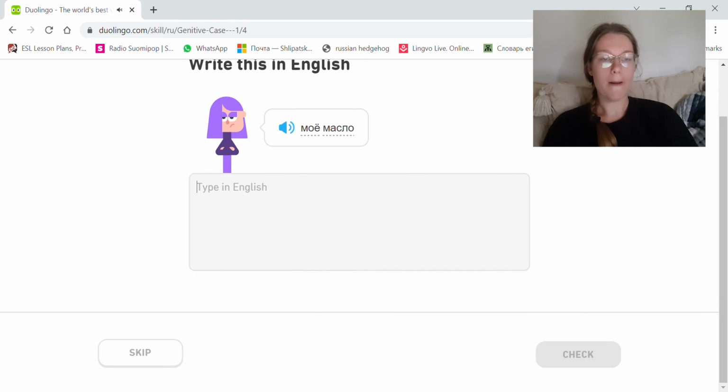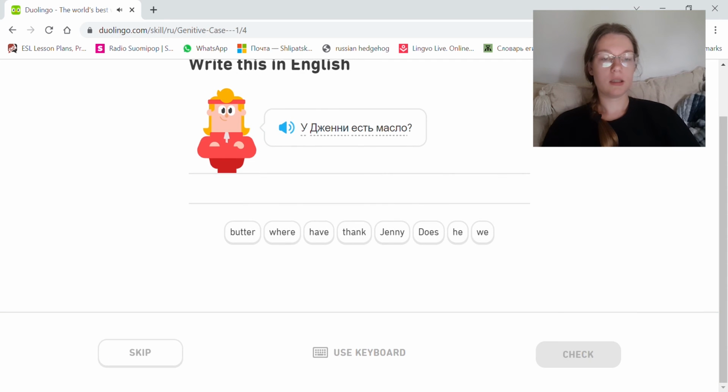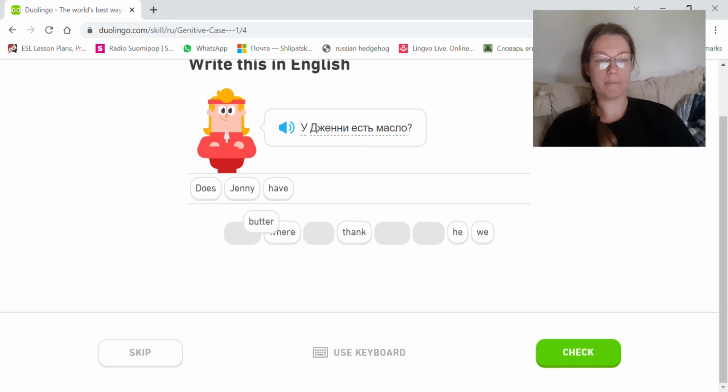Мое масло. Моё масло. My butter. Butter, double T. У Дженни есть масло? Does Jenny have butter?